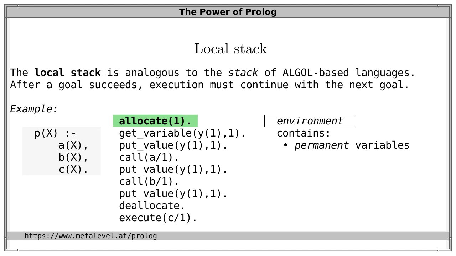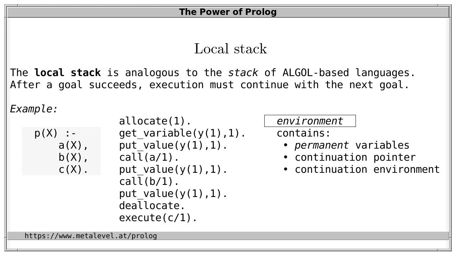And therefore the allocate instruction is used with argument 1. The continuation pointer, which is a location of the next goal that must be executed after this clause is done. So in a sense, this corresponds to the return address, and a pointer to the continuation environment, which is necessary because the environments don't all have the same size in general, because they have different numbers of permanent variables. And once the stack frame is allocated and initialized, we proceed to the first goal of the rule.